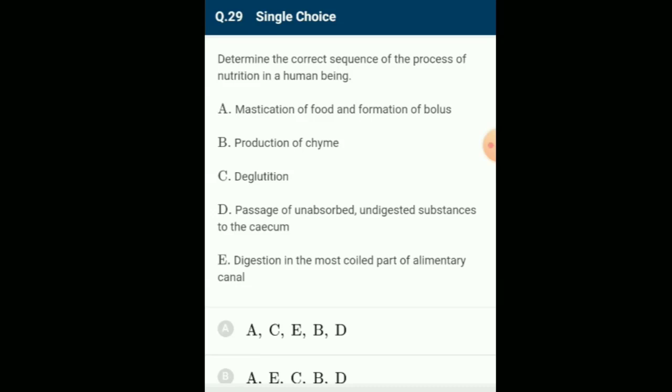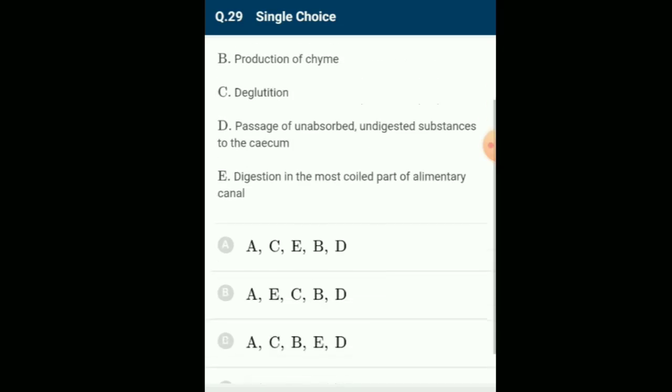Entry of food into the stomach is the third process. Grinding of food by the muscular wall of the stomach and its mixing with gastric juices leading to formation of chyme. Fourth process is passage of food and digestion of food in the small intestine, which is the most coiled part of the alimentary canal. Fifth process is passage of unabsorbed and undigested food into the cecum of the large intestine. So the answer for this question is option C. So that is orderly given.